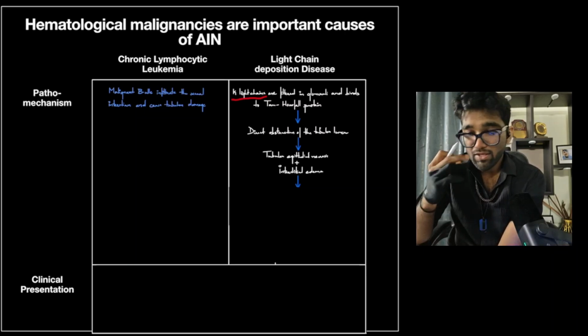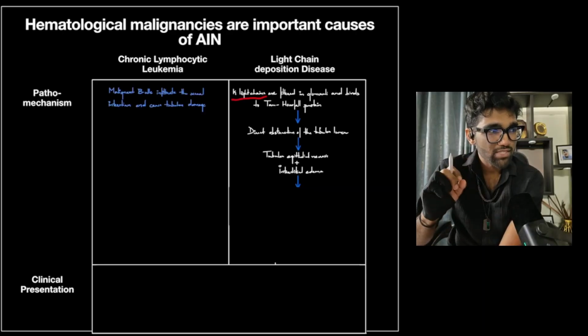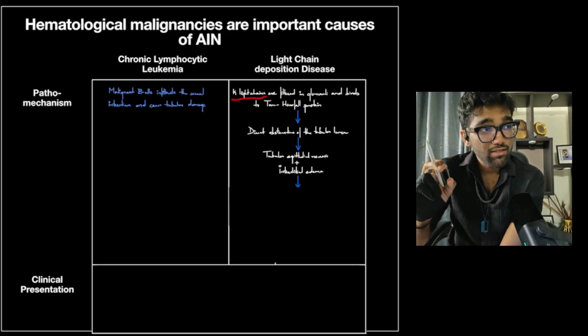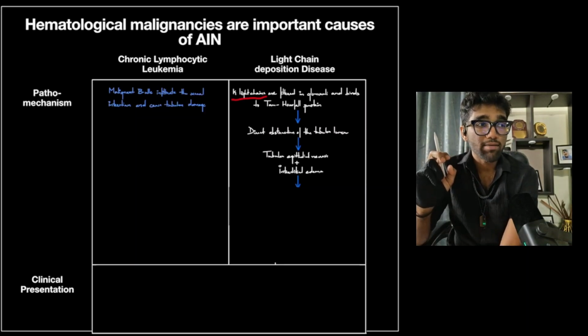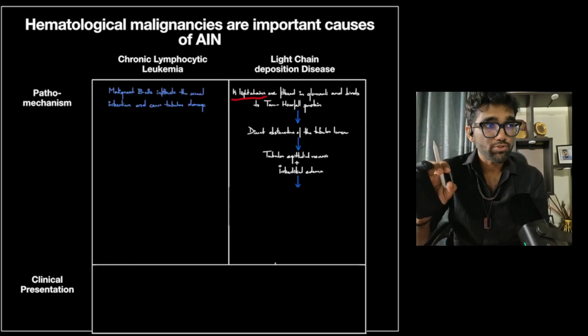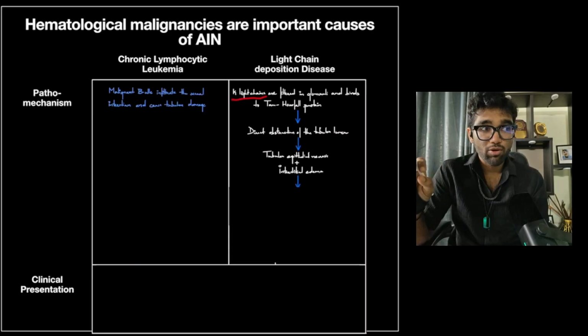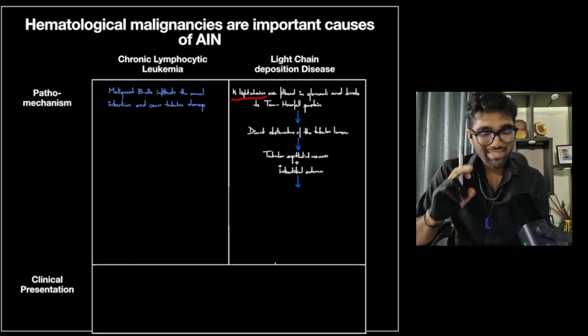Okay, and if you remember from the previous discussion that we just had, it's the lambda variant of light chain deposition disease that gets deposited within the proximal convoluted tubule as a crystal, resulting in light chain crystal proximal tubulopathy, which is the one associated with a clinical presentation of interstitial nephritis. Okay, so it's a little confusing.